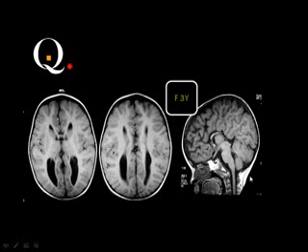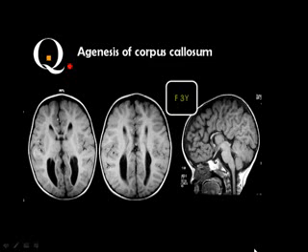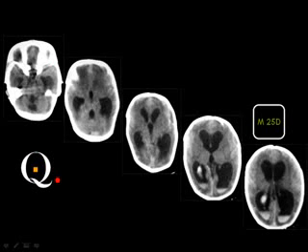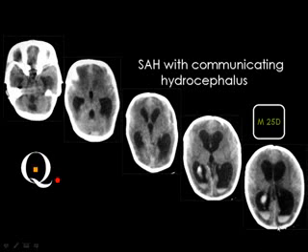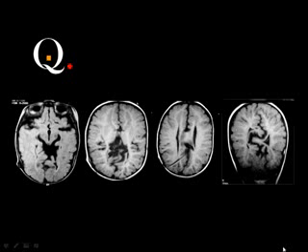Yes, hypogenesis of the corpus callosum. There is a small part of the corpus callosum here, and you can see the classic configuration of the lateral ventricles. Intraventricular hemorrhage. Communicating hydrocephalus due to subarachnoid hemorrhage with intraventricular extension.